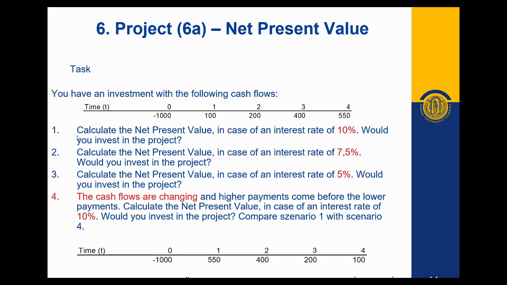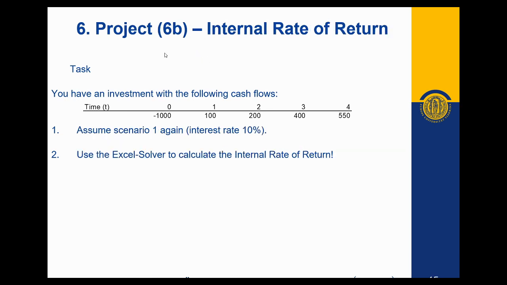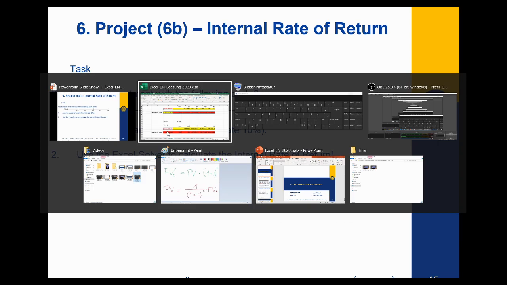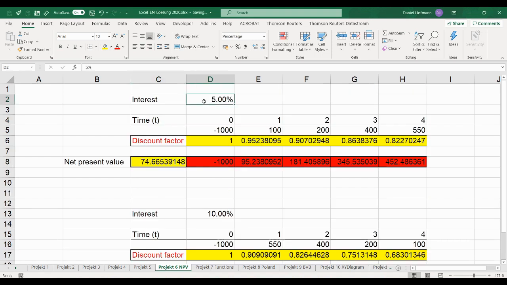So we did 1, 2, 3, 4. That's project 6, or rather 6A. No, 6B. Let's calculate the internal rate of return. And we do that for scenario 1. Well, again, we're supposed to start with an interest rate of 10%.